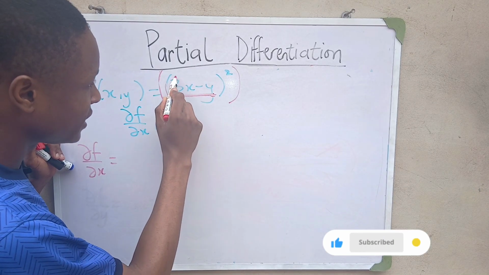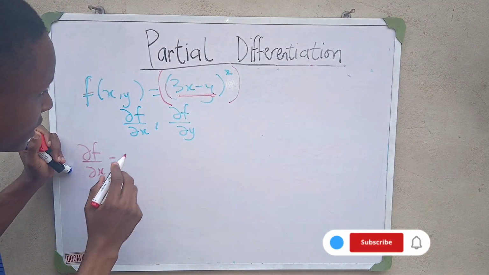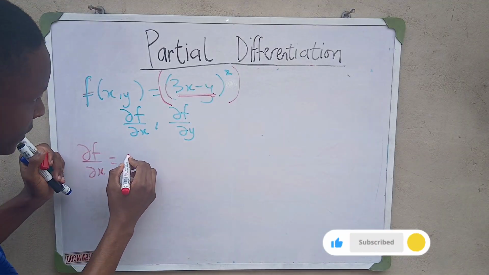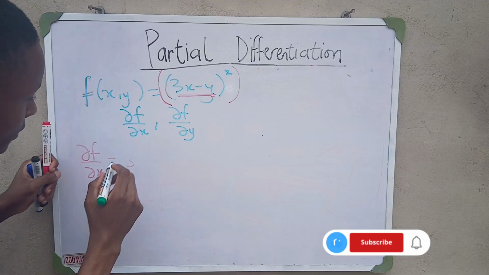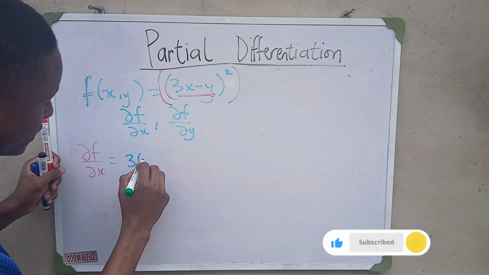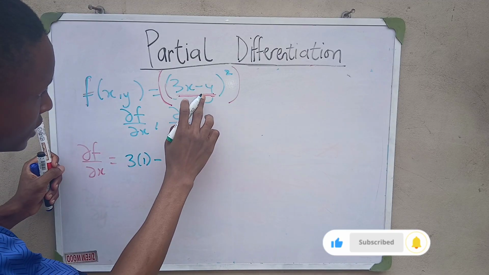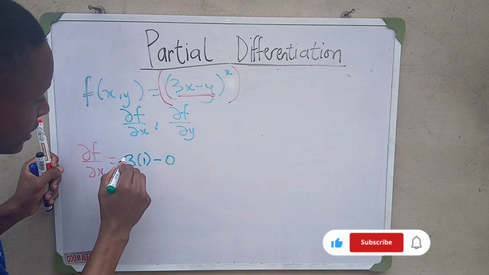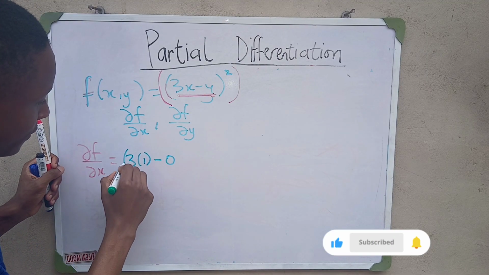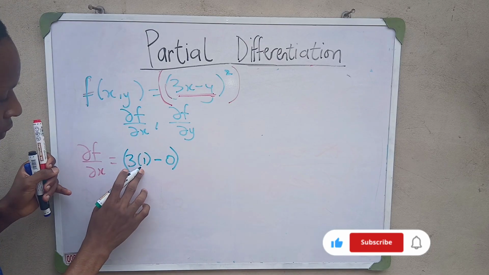So now let's differentiate what is inside. Differentiating the inside function, we'll be having 3 into, differentiate x, we have 1, minus 0, differentiate y, we have 0. Now this is the inner function.